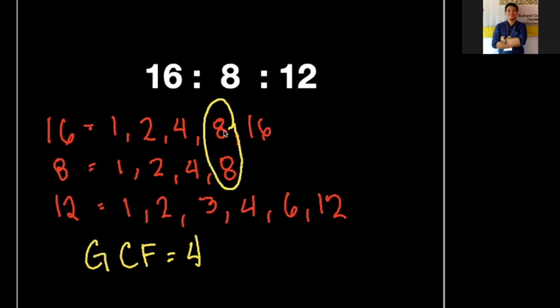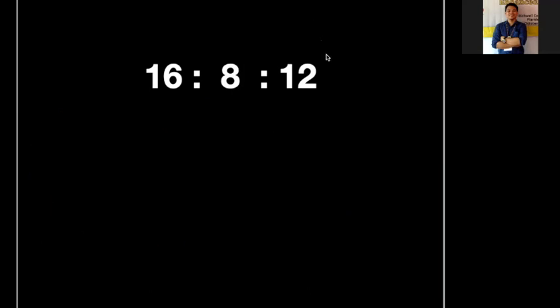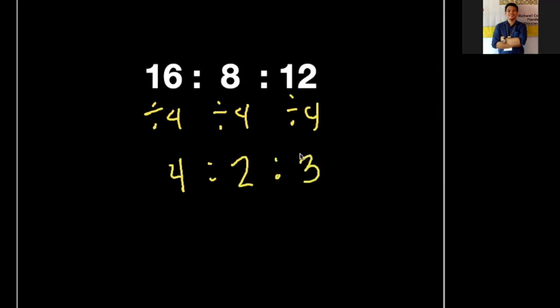Because both 16 and 8 can be divided by 8. Okay, so 8 cannot be the greatest common factor because we said it should be common to all quantities here. But 12 cannot be divided exactly by 8. So our greatest common factor here is 4. By dividing each number by 4, we get 4 is to 2 is to 3. So this will be the simplest form already.